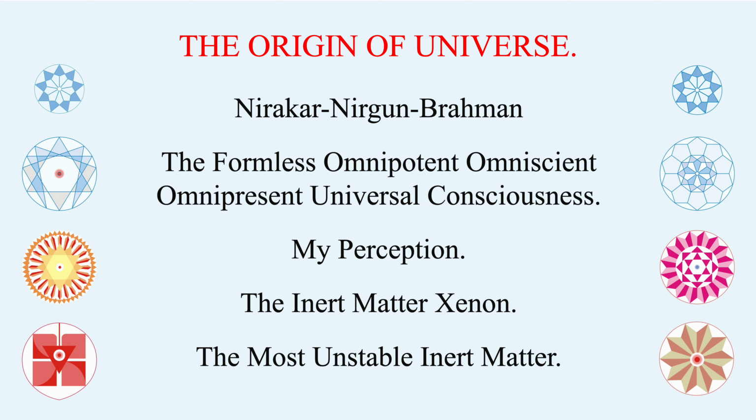Nirankar, Nirgun, Brahman, the formless omnipresent, is where everything started, and I would compare that with xenon. First inert matter, most unstable, cannot be seen, even scientists are not able to see, but the possibility of helium, neon, argon, krypton, and xenon, these 5 things are very, very important. Xenon is the one I would bring with the Nirankar, Nirgun, Brahman. Last 2 stages I will not go into detail.